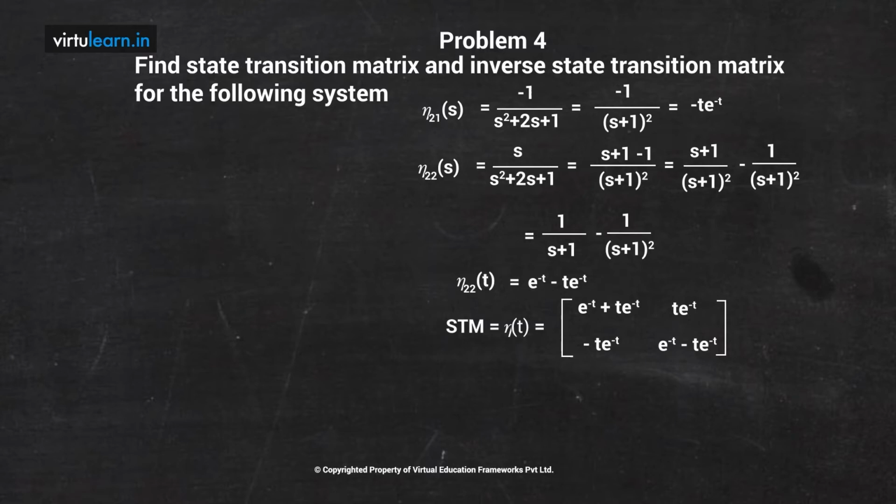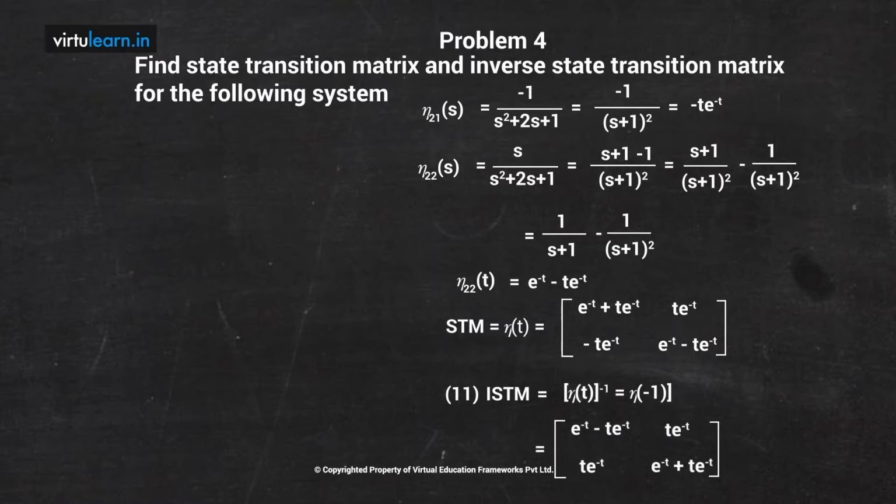Then how to find the inverse of the STM, the inverse state transition matrix? We know that phi of t inverse is nothing but phi of minus t. So wherever t is there, substitute minus t, then you will get the result very easily. So the inverse STM is nothing but phi of minus t, which results in again 4 elements: e power t minus t e power t, then minus t e power t, then t e power t, then e power t plus t e power t. So this way we can find the STM as well as the inverse STM.